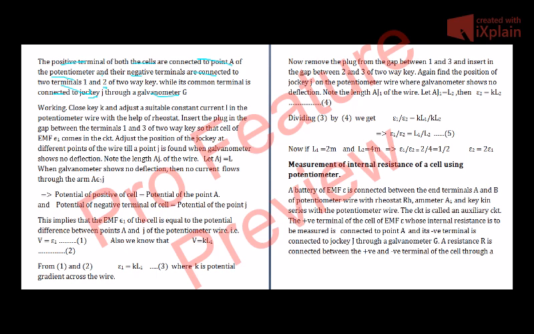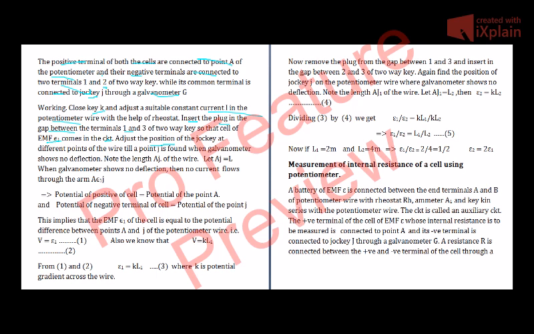Now, the working. When we close the key and adjust a suitable constant current I with the help of a rheostat in the potentiometer wire, insert the plug in the gap between terminals 1 and 3 of the two-way key so that the cell of EMF E1 comes in the circuit. So when 1 and 3 are connected, cell E1 sends the current in the circuit, whereas cell E2 does not send any current in the circuit.